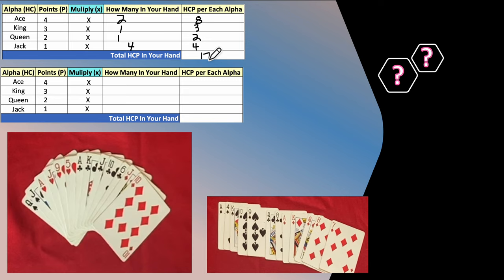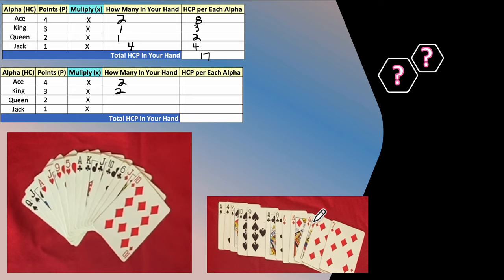Okay, now let's take a look at South's hand here. They got one, two aces. All right. And this is just to kind of get you used to using the chart. Mostly you're going to be writing much faster than I'm doing here. How many kings do we have? One, two kings. Okay, looking good. Okay, queens. We got one and we got two.